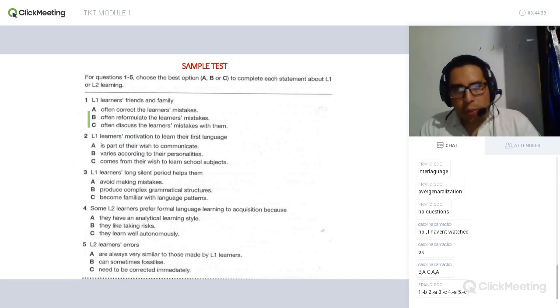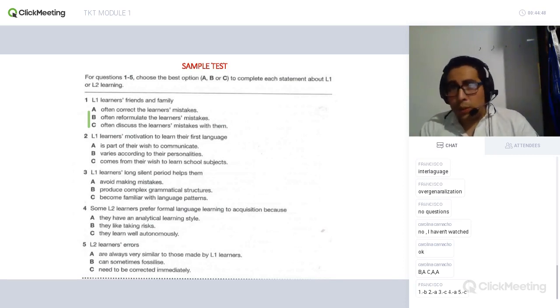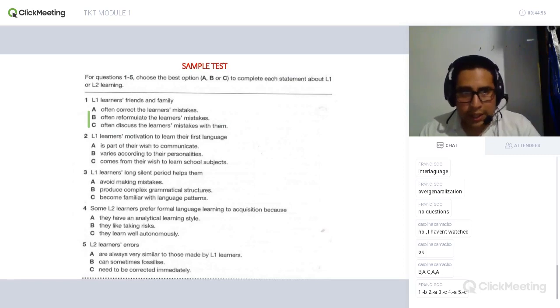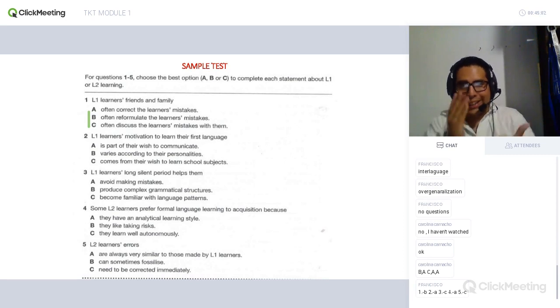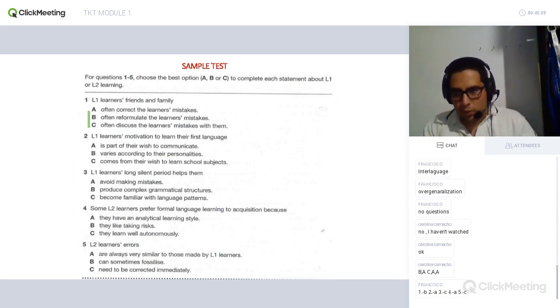Okay. So for number one, both of you wrote B. Often reformulate the learner's mistakes. Okay, that means that, for example, when you are with your father, you can ask them to say the same thing in another way so that they can reformulate the things that they are saying. Okay, you don't correct directly, right? You say, no, this is like this, but not in a hard way, not like in the school, right?